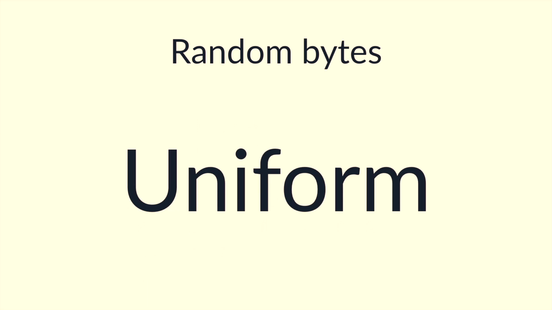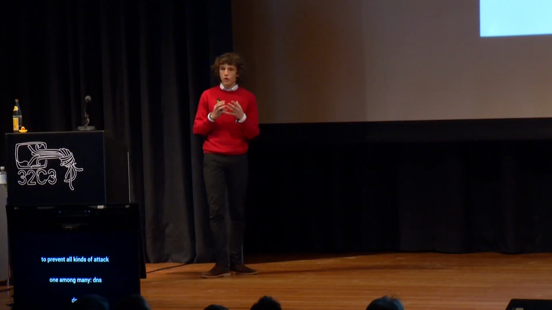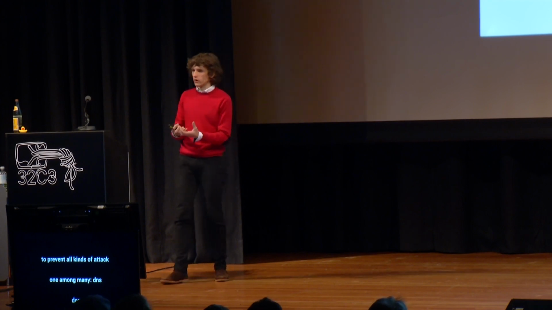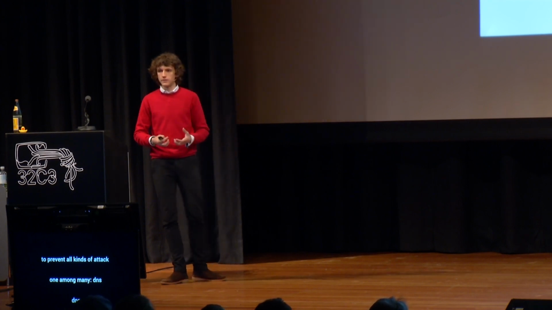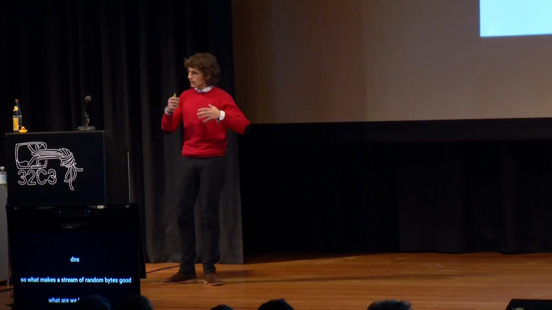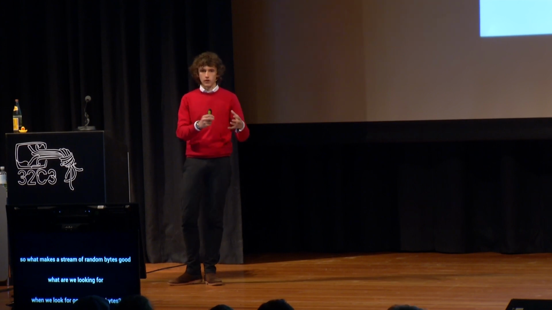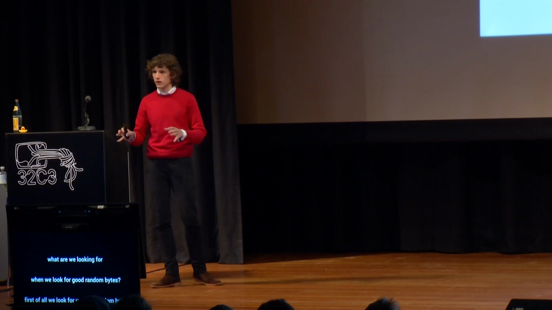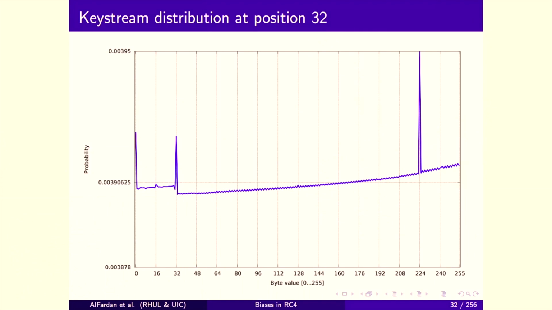So, what makes a source of random bytes good? What are we looking for when we look for good random bytes? First of all, we look for uniform random bytes. Every time we draw a random byte from our random byte source, we want to have the same probability to get all values from 0 to 255. For example, you don't want your distribution to look like this. This is RC4.